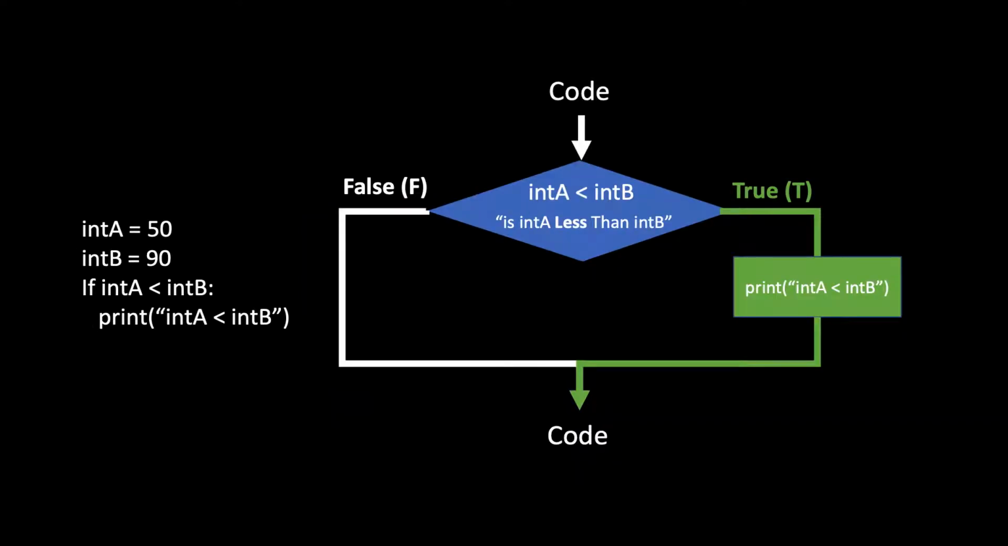Now let's change the condition. And my condition, the only part that's changed is the condition. So if int a is less than int b, then follow the flow on that green side on the right, and we actually have a statement in there. It says print, and then we're going to print int a less than int b. We know that the if statement evaluates to true, so guess what? That print statement will run.